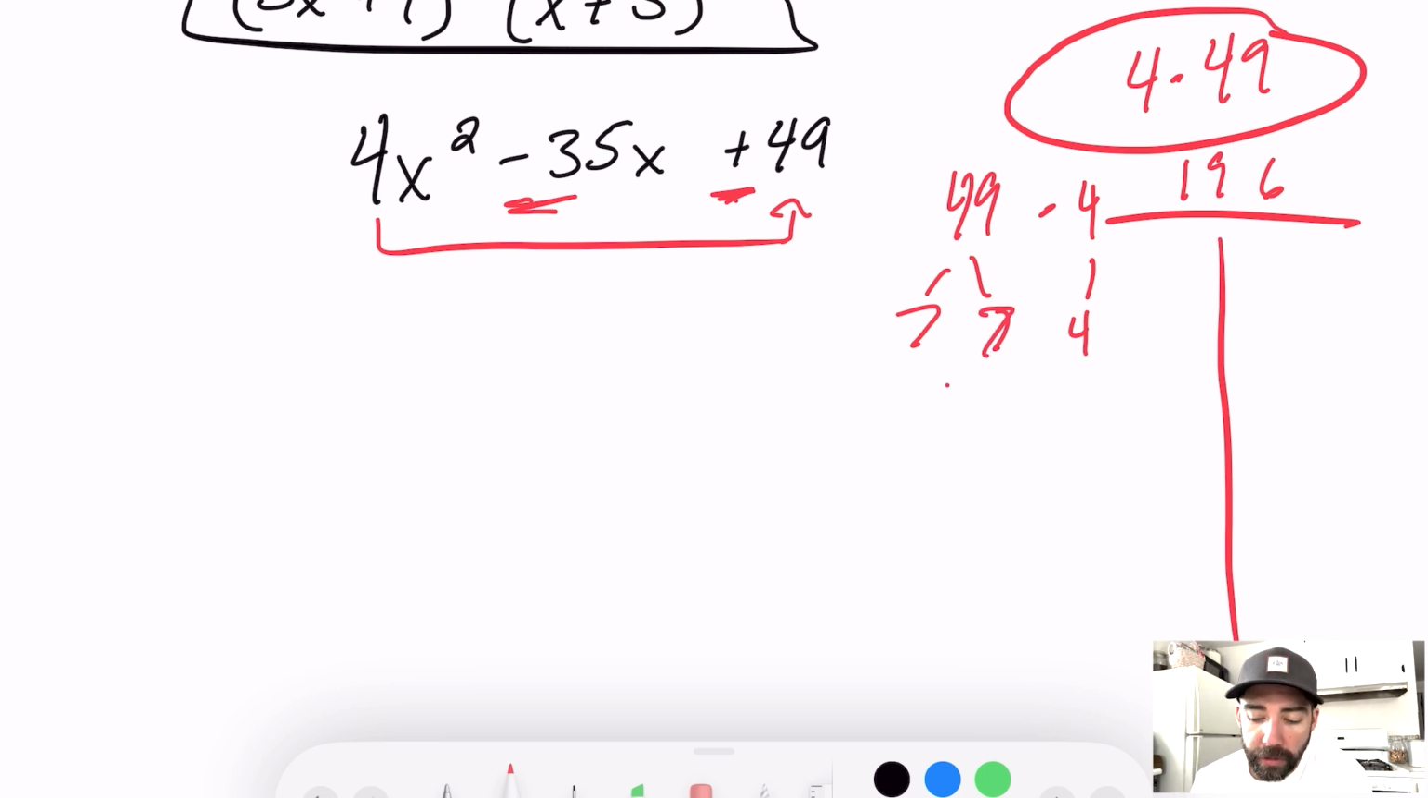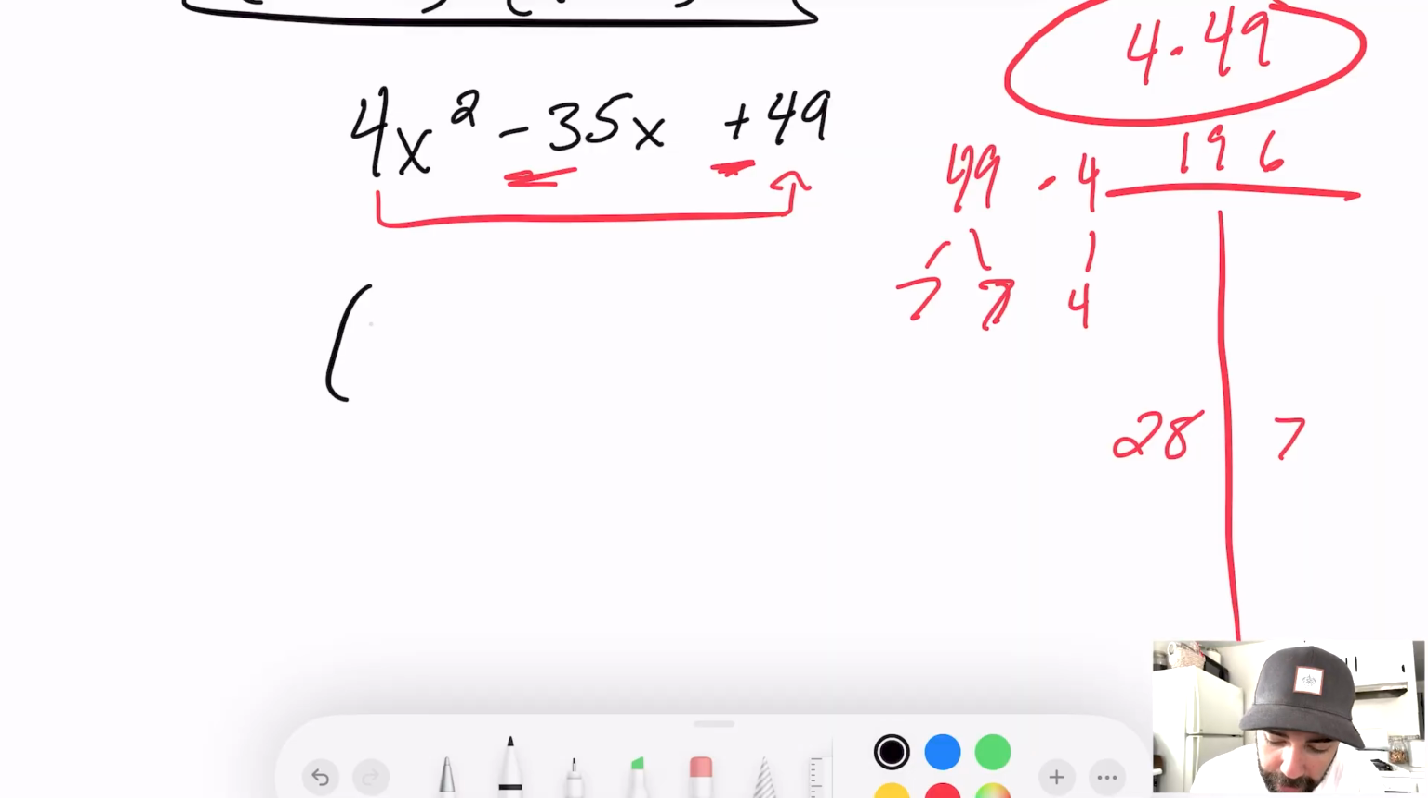So instead of using 7 times 7, what if I took 7 times 4? 7 times 4 is 28, right? And then I still need to use this 7 to make it all work. So 28 times 7 is 196, because it's all the same factors from this guy. Well, 28 and 7 added together is 35. Let's go. So that's how I get this without going crazy.